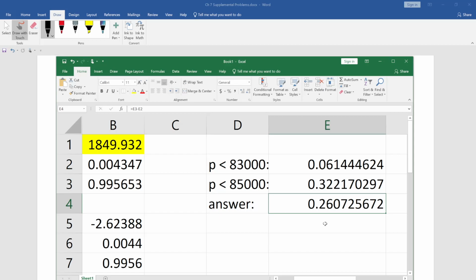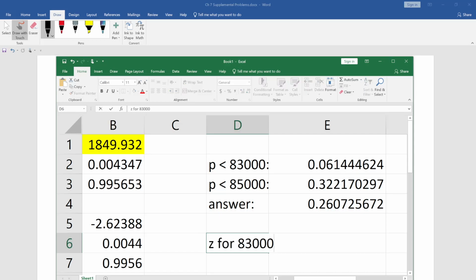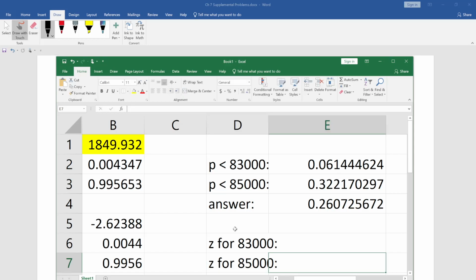0.2607. Now, if we would have done this by hand, you'd have to calculate your standard error as we did, and then you're going to calculate two z-scores. So a z for 83,000, a z for 85,000, and then you're going to get the probabilities from the table and subtract them.